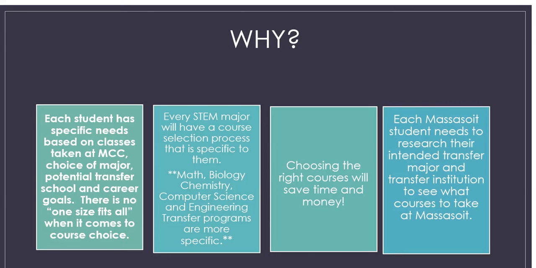The idea is that you transfer from Massasoit with 2 or 3 years worth of courses that equal, at best, 2 years worth at your 4-year institution. What you don't want to do is have to go there and then take another year or 2 more of courses when you could have made other choices at Massasoit.